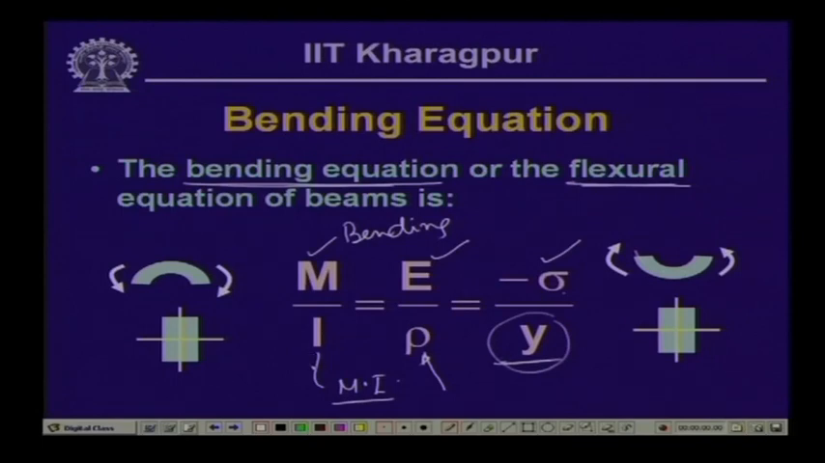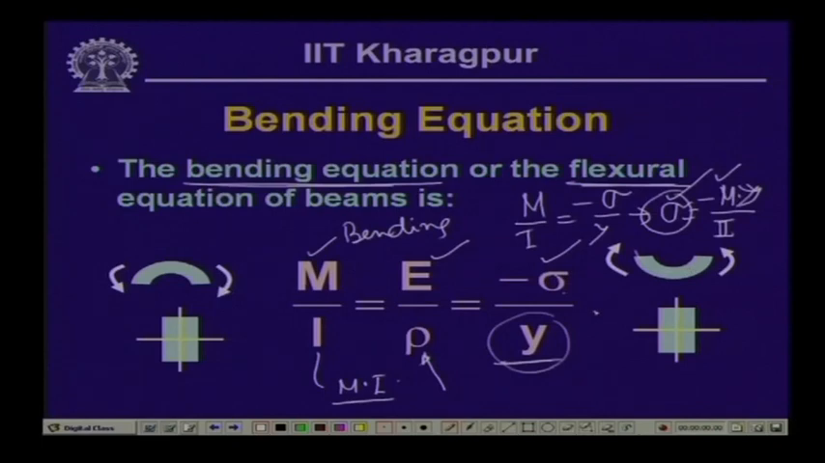So, from this particular equation we can write M by I is equal to minus sigma by y, or this gives sigma equal to minus M y by I. Now, sigma we call the bending stress, M is the bending moment, I is the moment of inertia, and y is the distance of the point at which we are evaluating the stress.